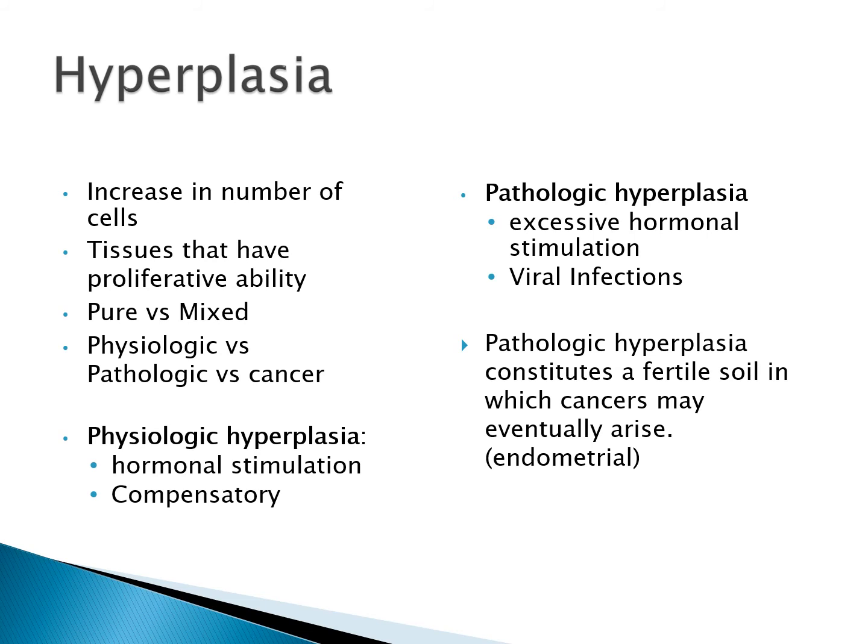Pathologic hyperplasia can constitute a fertile soil in which cancers may eventually arise, like, for example, endometrial hyperplasia, which is caused by continuous estrogenic stimulation. Mostly, it affects females in the post-menopausal age. Continuous estrogenic stimulation in these females can lead to endometrial hyperplasia. If this endometrial hyperplasia persists or is not treated, it can transform at some point into endometrial carcinoma.